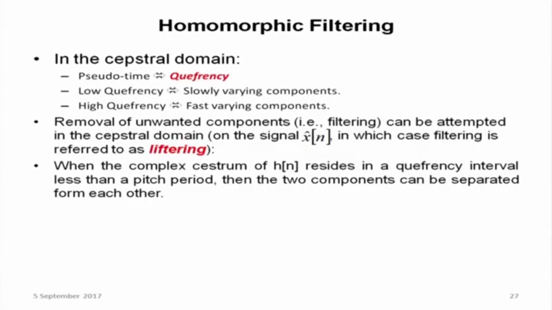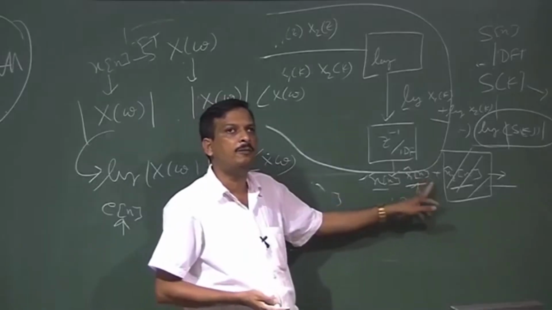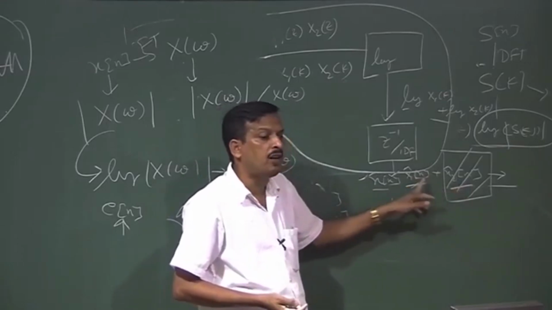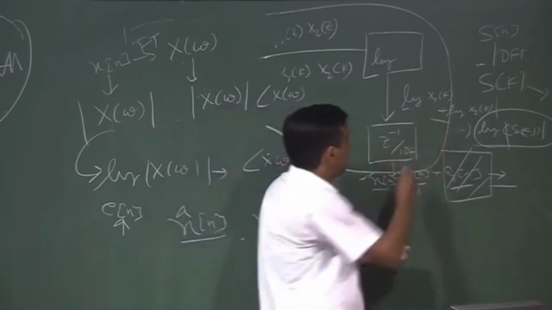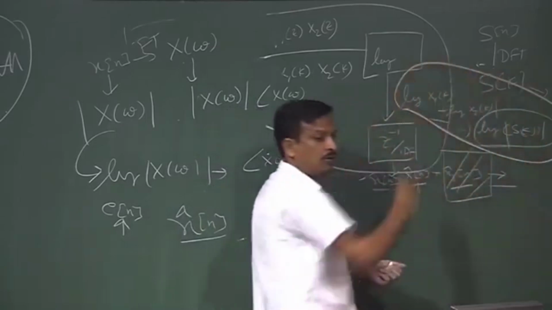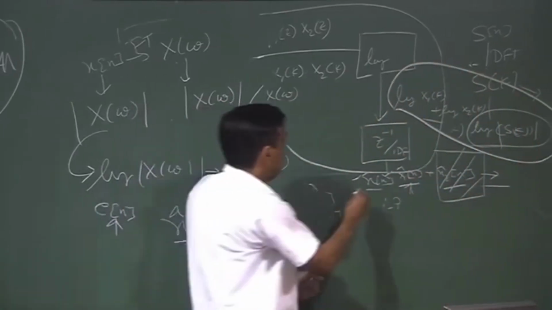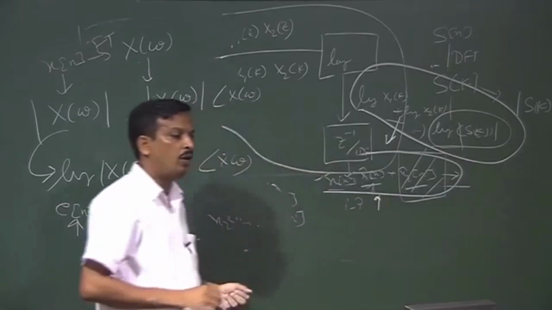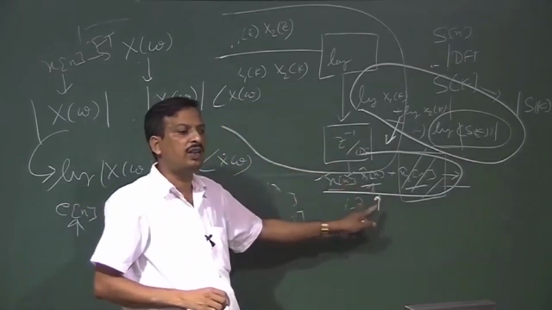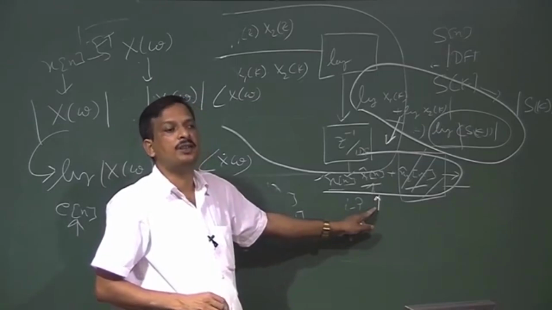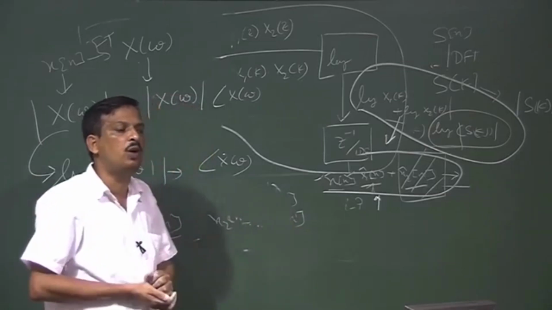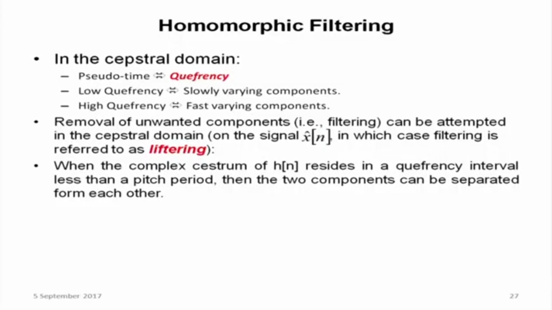Now, homomorphic filtering. As I said, this has to be passed through a filter to eliminate x(n). If I take this plane in the cepstral domain, the signal is treated as a time signal, and this signal is nothing but a frequency domain of that time signal. It is not actually a frequency domain, nor actually a time domain. So it is called quefrency, Q-U-E-F-R-E-N-C-Y. Low quefrency is the slowly varying component, high quefrency is the fast varying component.